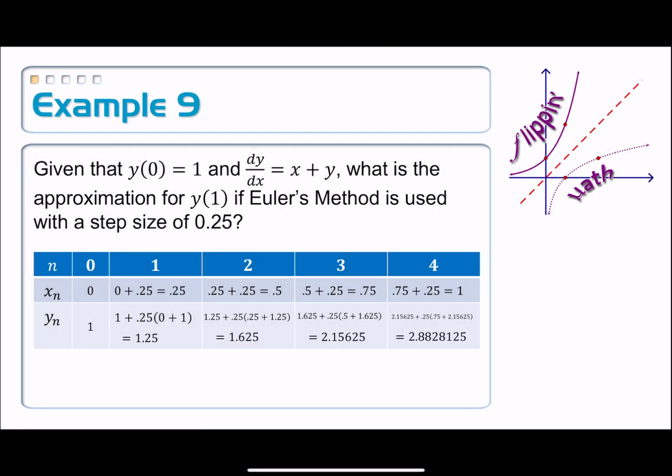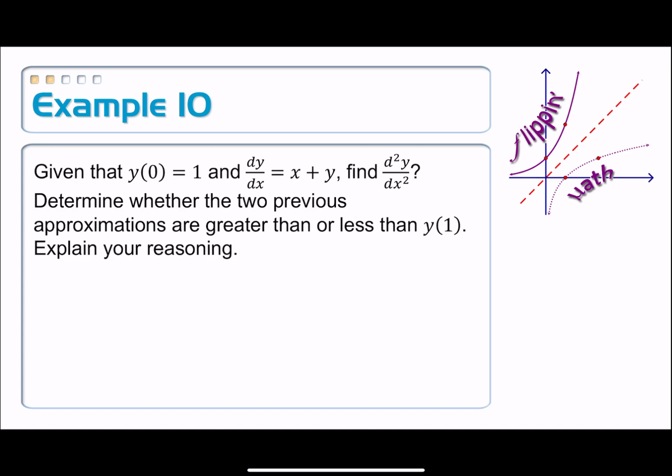Okay. All right, the last example is something that I sometimes have to do, especially on a free response question, and kind of another follow-up question. Given that y of 0 is equal to 1 and dy/dx is equal to x plus y, find the second derivative. Determine whether the two previous approximations are greater than or less than y of 1. When they say that, that means the actual value of y of 1, because all we've done is just approximate it, and then explain our reasoning.